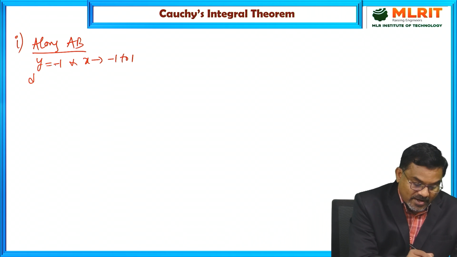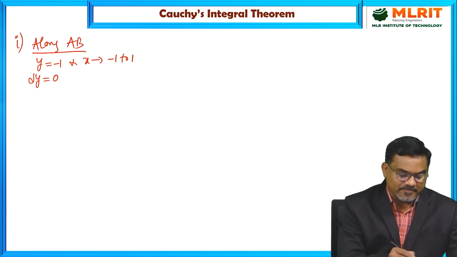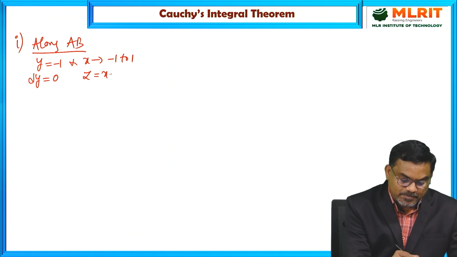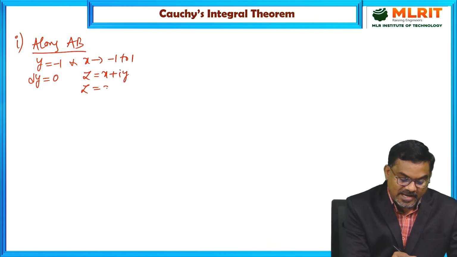Now if y is minus 1, dy will be 0 because it's a constant, and we have z is x plus iy, and since y is minus 1, z will be x minus i. Then dz will be dx plus i dy, but dy is 0, so simply dx.